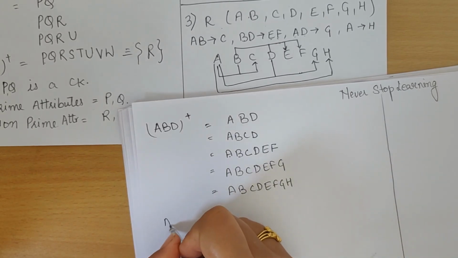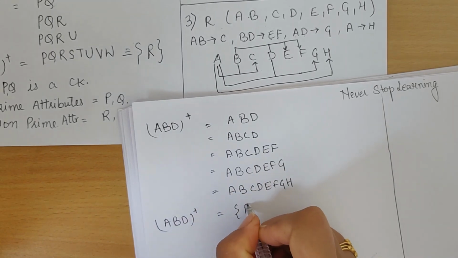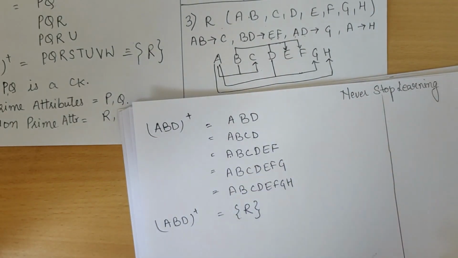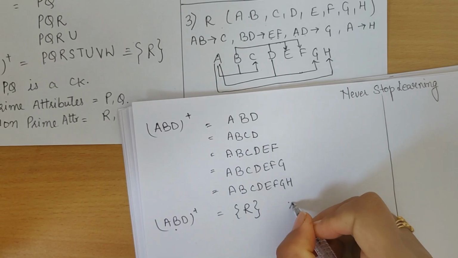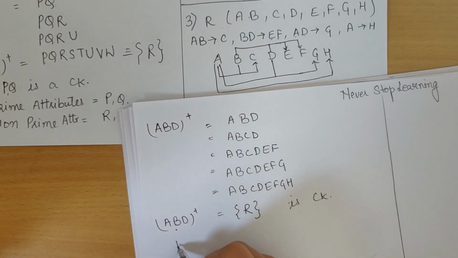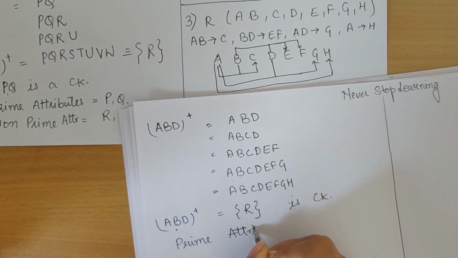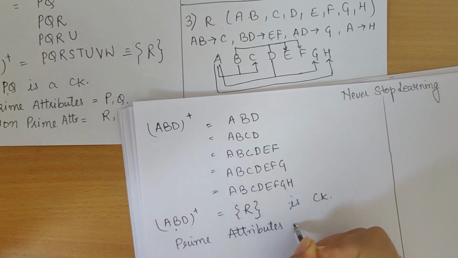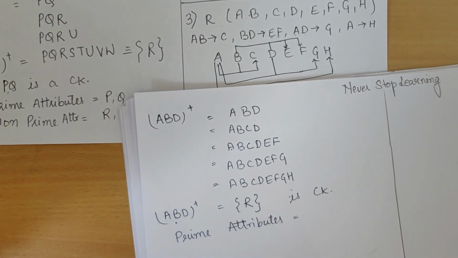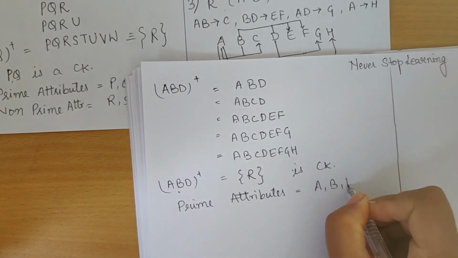So if I tell that the closure of ABD has the power to determine the entire relation R, I am not wrong, right? And when this is the case, who is my candidate key? ABD is the candidate key. And which are the prime attributes, if I ask you? Prime attributes are the attributes which are part of the candidate key. So A, B, D are the prime attributes.